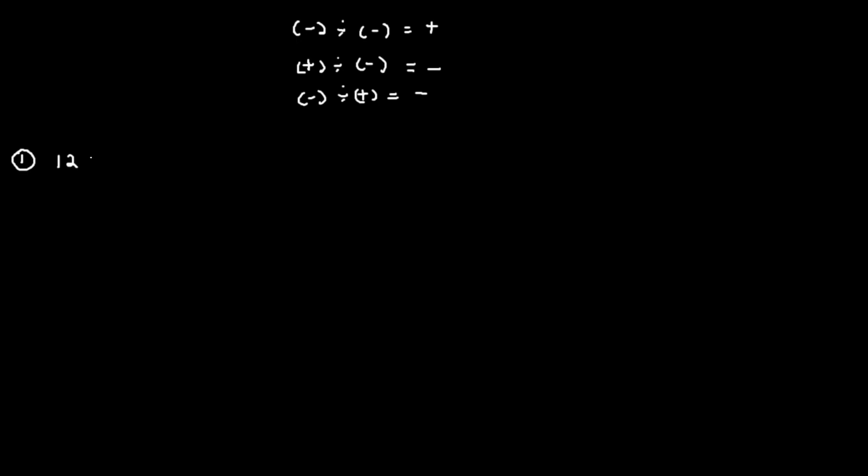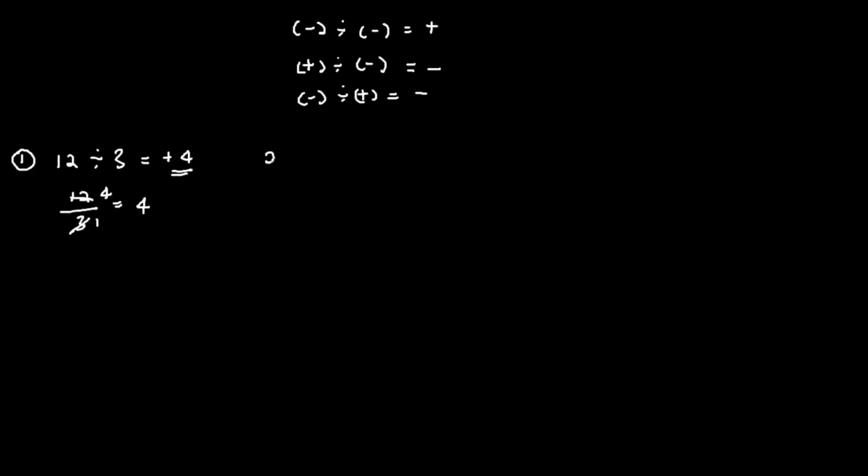Divide 12 divided by 3. So we will have a positive as the final answer. So simply divide 12 over 3. We can reduce it by 3, 1, and 3 can go into 12 4 times. 4 divided by 1 will be 4. So our answer for the first one is 4.